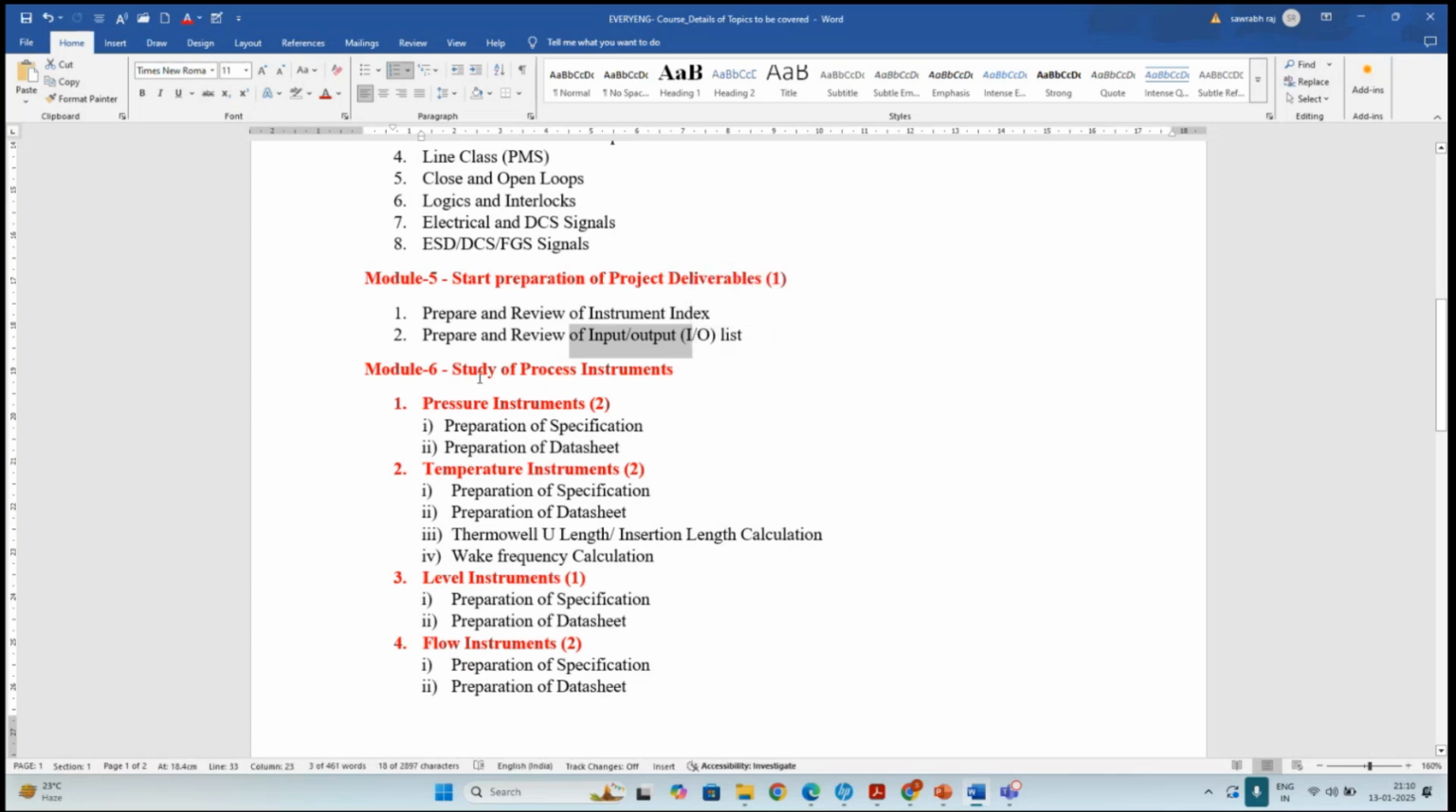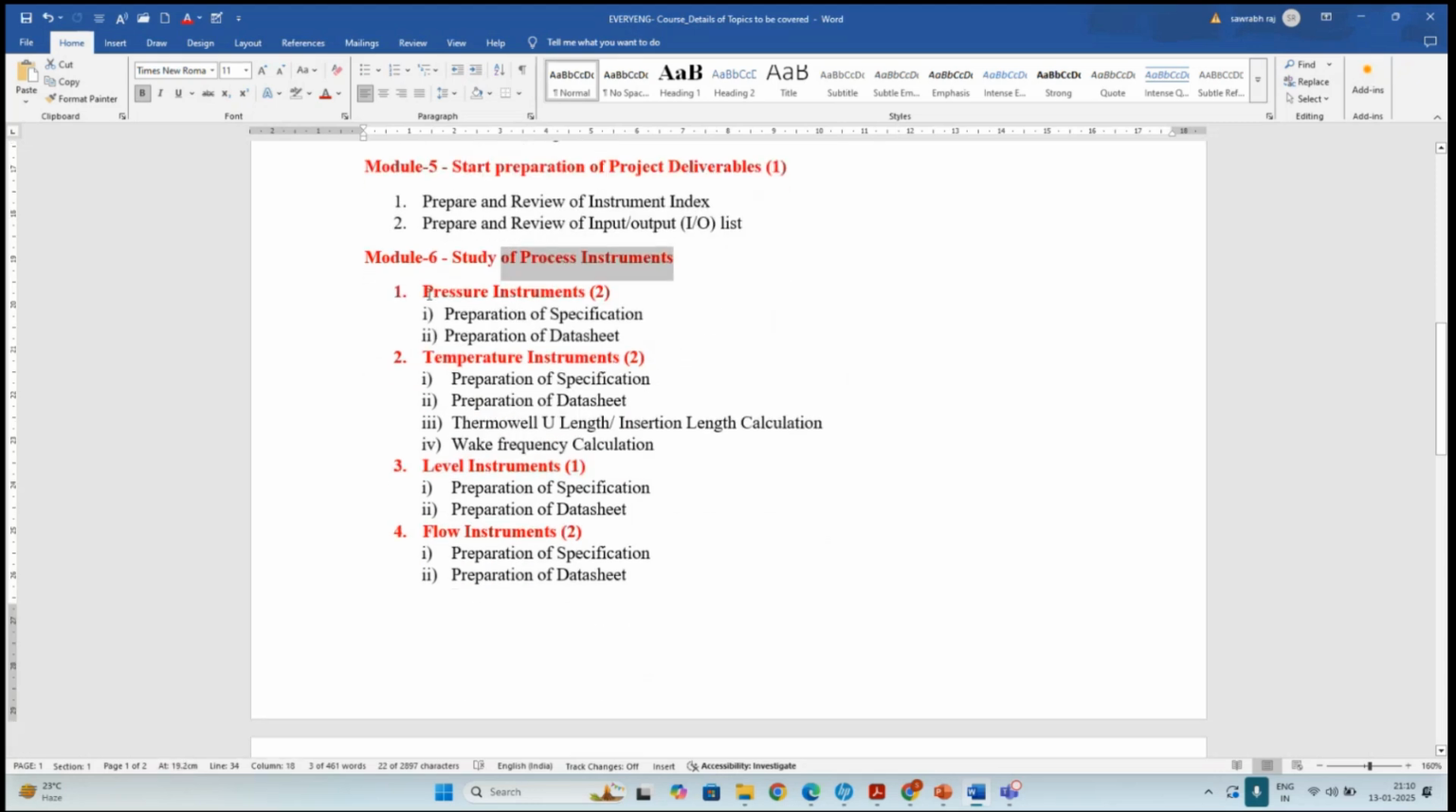Then we will go to the process instruments engineering part. We will talk about pressure, temperature, level and flow instruments, and discuss how to prepare the specification sheet and data sheet. Additionally, for temperature instruments, we will discuss how to do the U length calculation, how to calculate the insertion length, and how to do the wake frequency calculations. These calculations are very important for the thermowell, so we will cover those too.